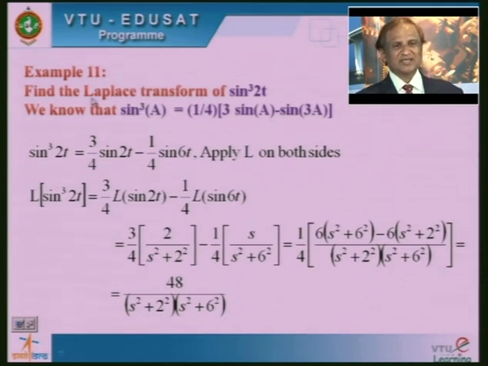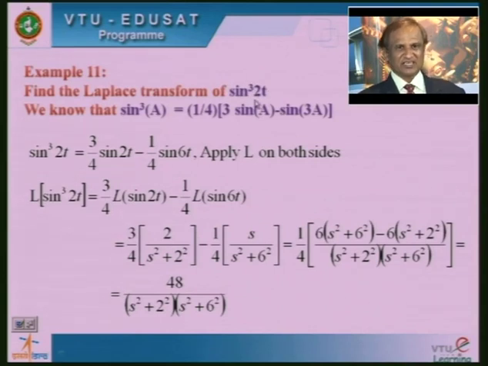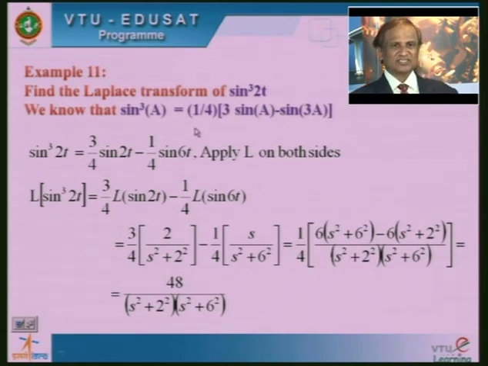Is it clear? And sometimes they may give a function in this form. Find the Laplace transform of sine cube 2t. Is it clear? Again, the given function is not in the standard form. Not in the standard form means we don't have a ready-made formula for this function. For that reason, now I want to rewrite it in the standard form, because we know one formula, namely sine cube A is equal to 1 by 4 times of 3 into sine A minus sine of 3A. So we can use this formula.